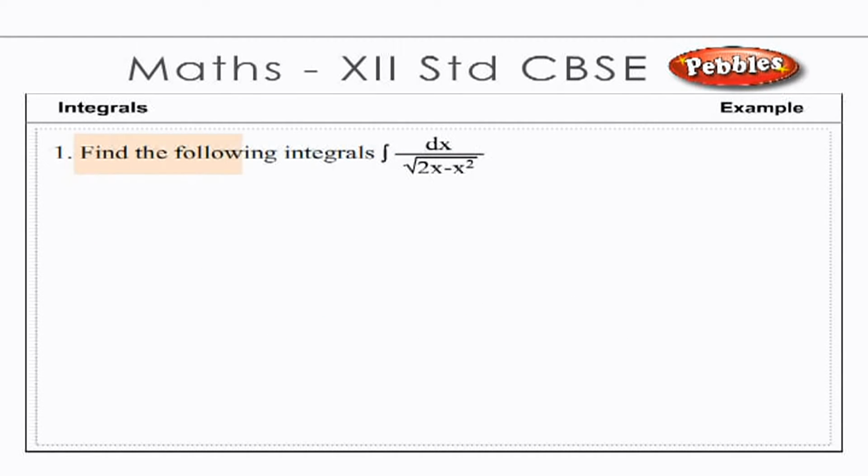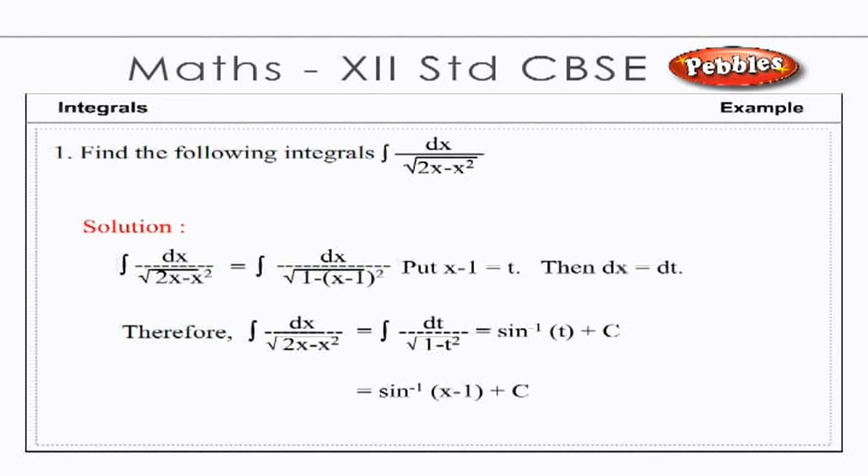Find the following integrals. Integral dx by the square root of 2x minus x square. Solution. Integral dx by the square root of 2x minus x square is equal to integral dx by the square root of 1 minus (x minus 1) whole square.